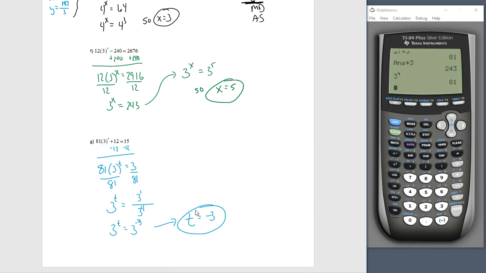The signs matter. Let's check it out. We could do 81 parentheses 3 to the power of negative 3 because that's what we think t is. Close the parenthesis and add 12. We're really hoping we get 15 out of this. Let's see. There we go. We have the right answer.